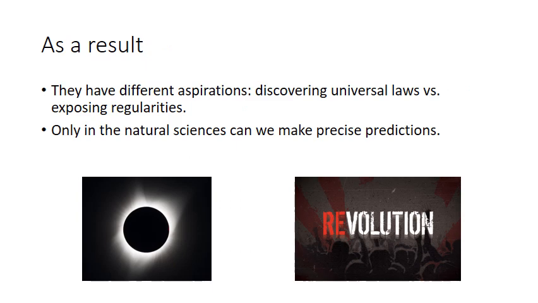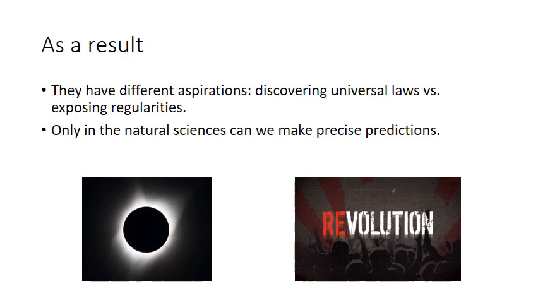And as a result, both sciences also have very different aspirations. On the one hand, we're out in the natural sciences to discover universal laws. In the human sciences, well, at best, we can expose certain kinds of regularities. And that also has an important consequence for the predictions we can make.